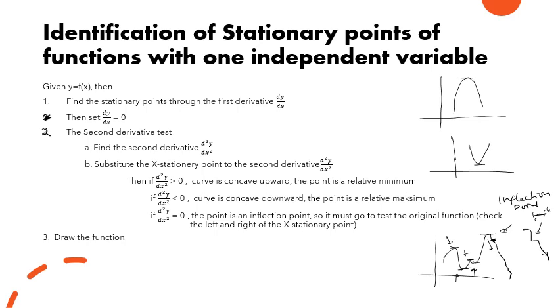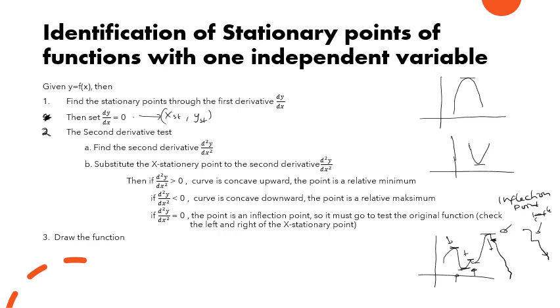find the stationary points through the first derivative dy/dx, and after we find the first derivative, then we set dy/dx as 0. After that, we will find the x stationary point and also the y stationary point. Yeah, it can be more than one though.